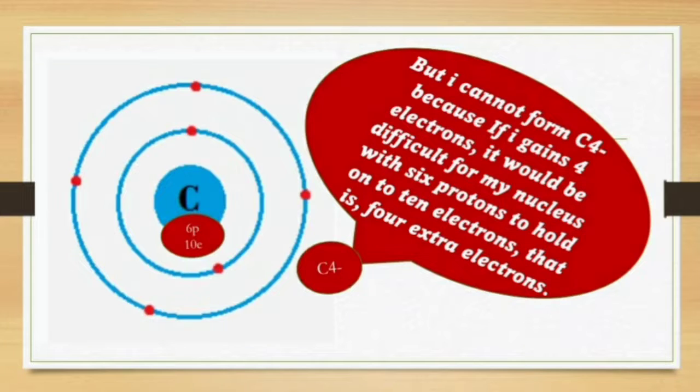We know that the nucleus of carbon contains 6 protons and 6 neutrons. The carbon cannot form C4 minus ions. Do you know why? This is because if it gains 4 more electrons, it would be difficult for its nucleus with 6 protons to hold on to 10 electrons. That is 4 extra electrons. So carbon cannot form C4 minus ions.